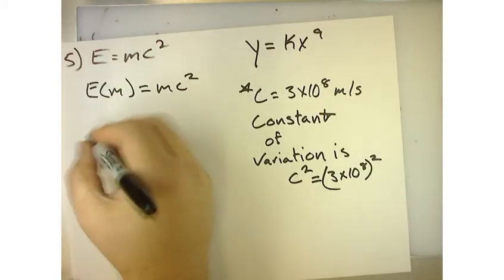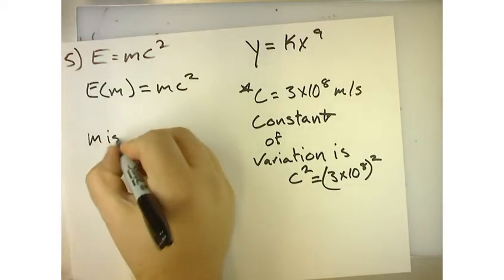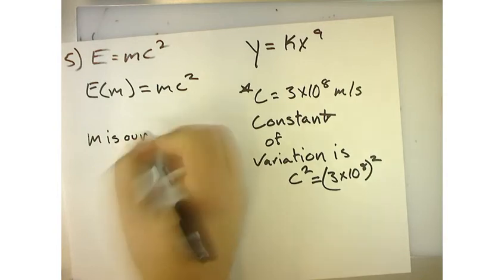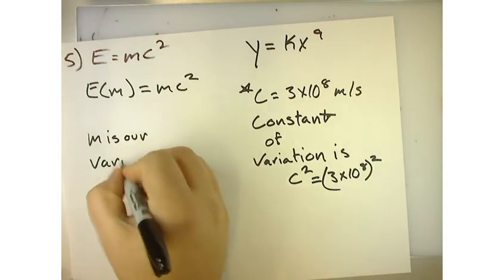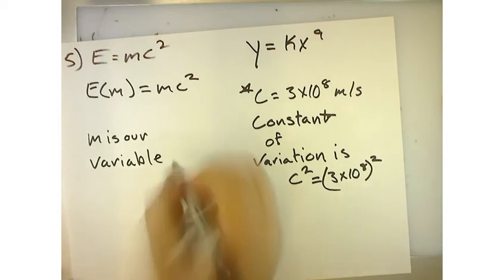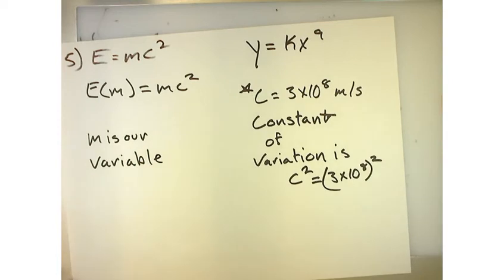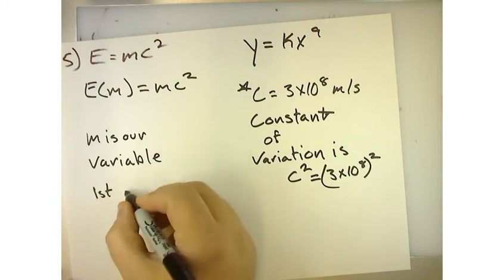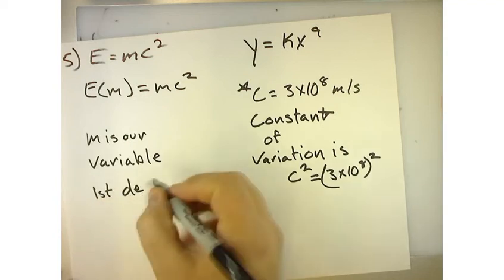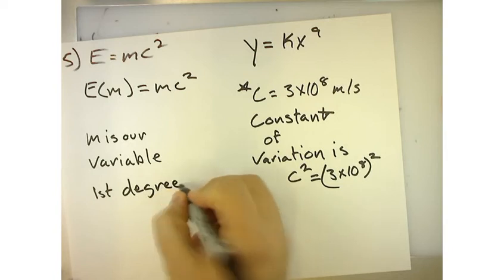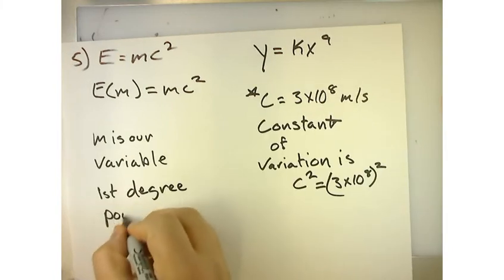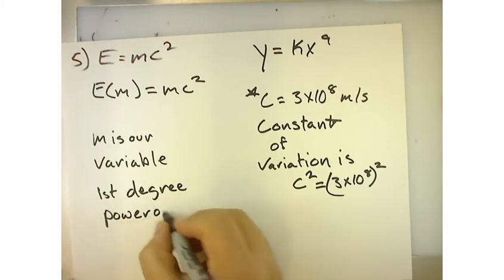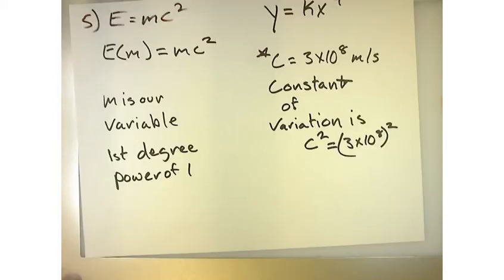So m is our variable. Well, what power is m? Yeah, so it's a first degree, right? Power of uno. And that's probably why it's confusing.